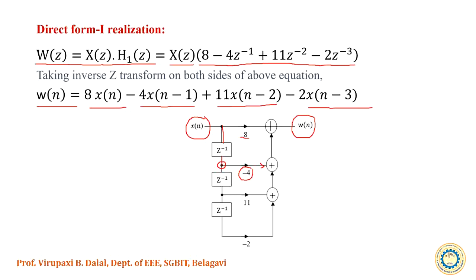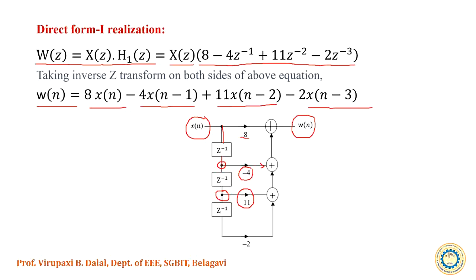In our equation, the next term is 11x(n minus 2). So here, the input signal should be delayed by 2 elements. It should pass through 2 delay elements. At this point, I have x(n minus 1). Pass x(n minus 1) through another delay element. So at this point, I'll get x(n minus 2), which should be multiplied by 11 and connected to the summer.